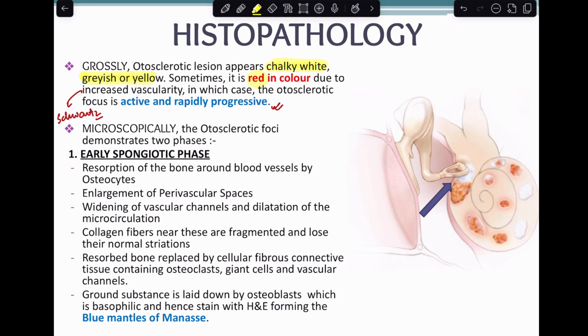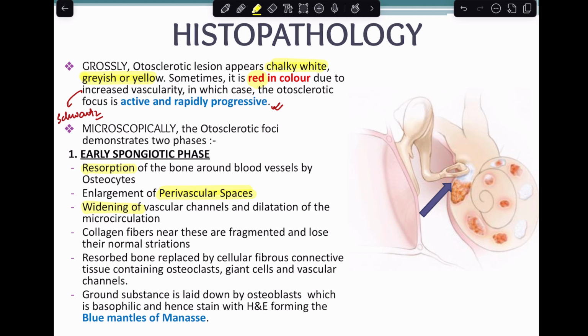What happens in the early spongiotic phase is we see resorption of the bone around the blood vessels by the osteocytes. There is enlargement of the perivascular spaces. There is a widening of the vascular channels and dilatation of microcirculation. Then the collagen fibers near these are fragmented and they lose their normal striations.